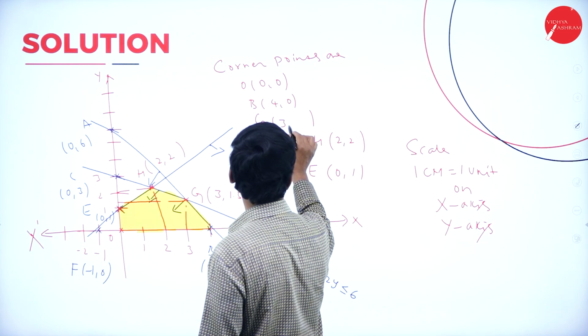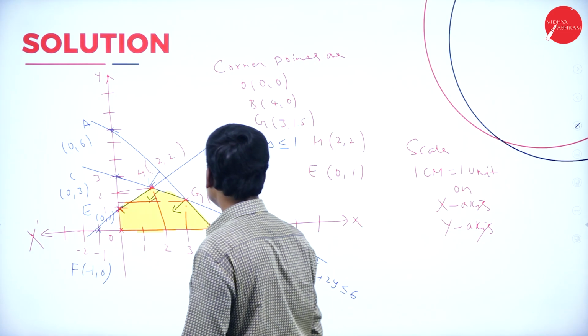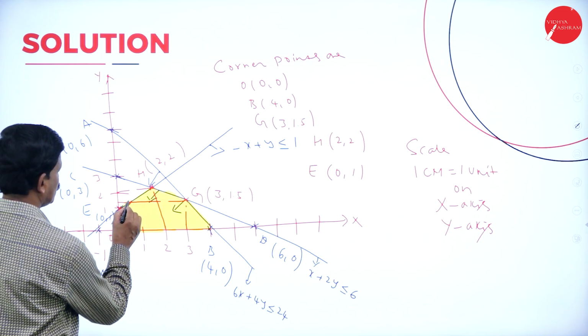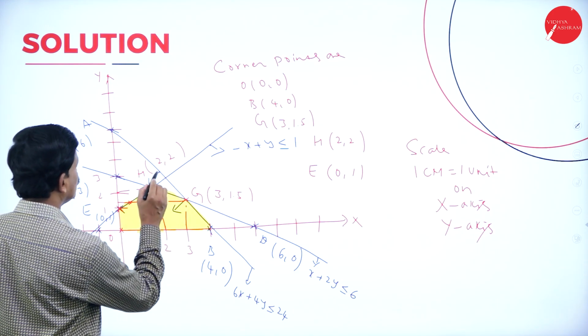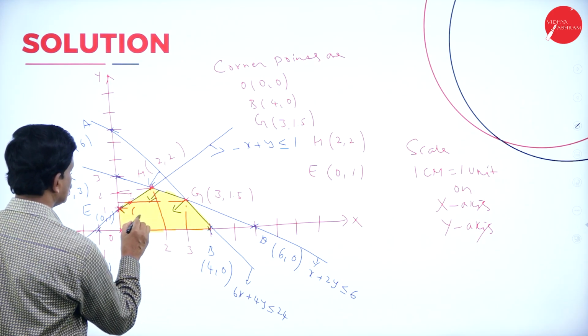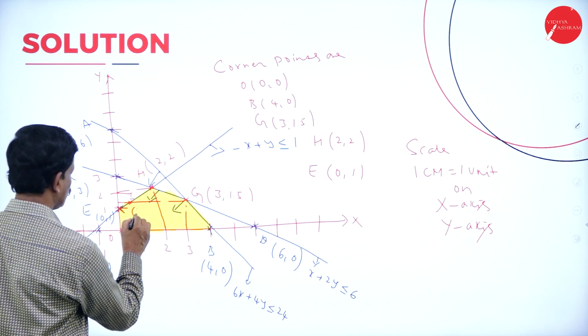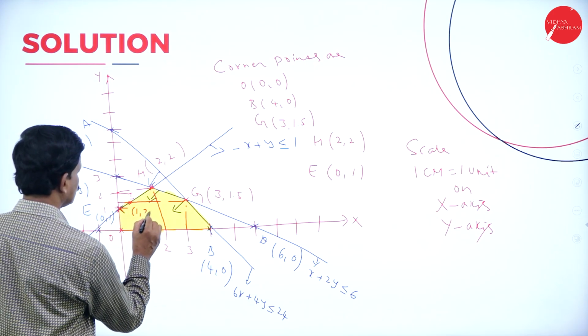G is 3, 1.5. Here it is. One more point is here. This is G, H and I. What is I? I is X is equal to 1 and Y is equal to 2.